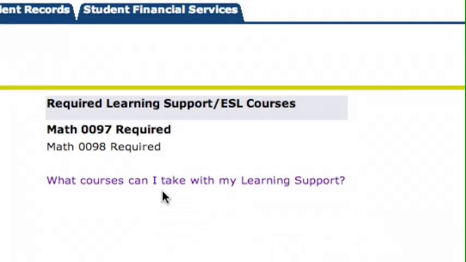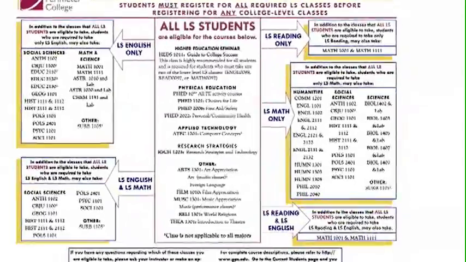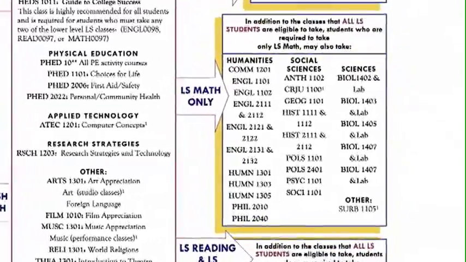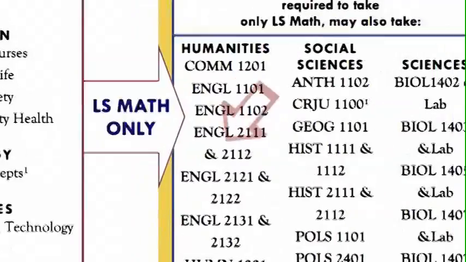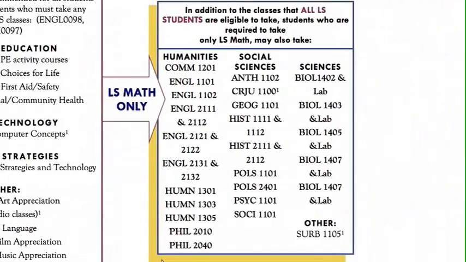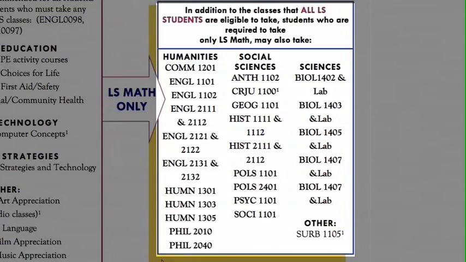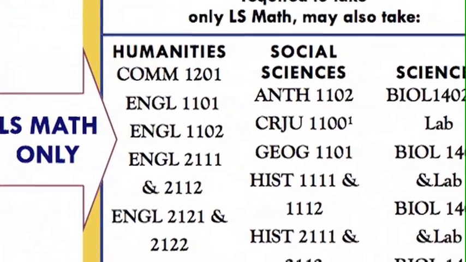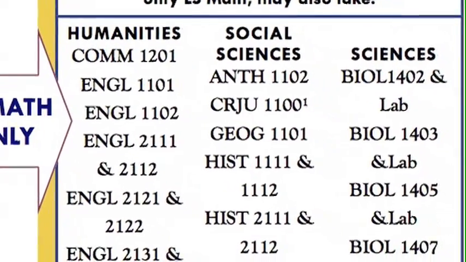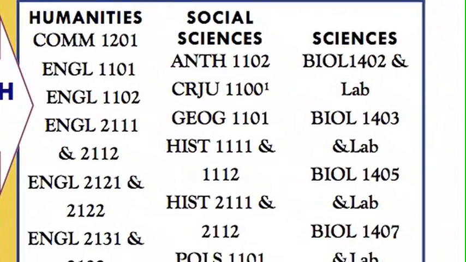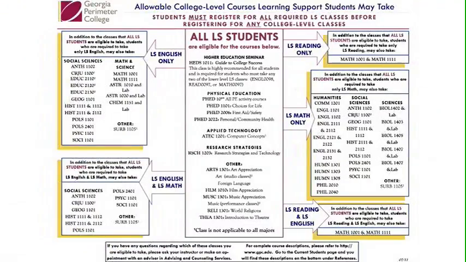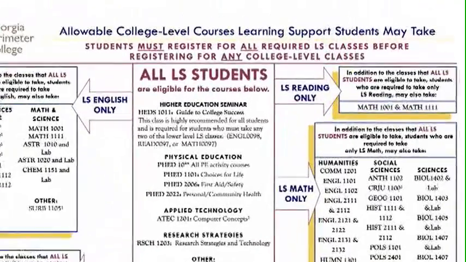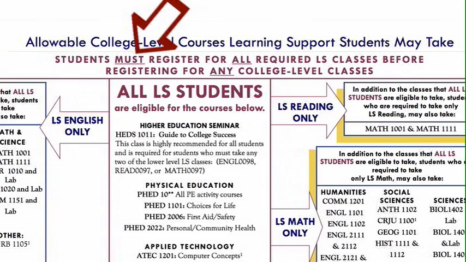For what other courses may Joe register? By clicking on the provided link, a PDF will appear with a table telling Joe what other courses he may take. Since he requires Learning Support Math, he will follow this arrow that tells him he can take any classes in this box. There are quite a few courses Joe could choose here, from humanities to social sciences. He could take biology or even this Survey of Business Enterprise course. Joe would have to remember to register for his required learning support course before he could register for any of these courses.